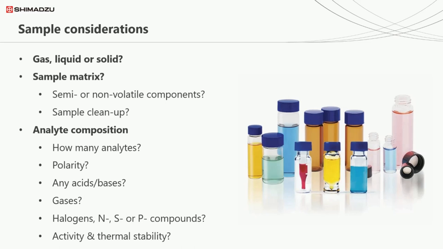What if we're working with a gas mixture? If so, which detector would be suitable for all the components? Are there any halogenated components or compounds with nitrogen, sulfur, or phosphorus that we could use in a selective detector? And are there any components thermally labile or particularly active that might need pretreatment or special consideration? As you can see, sample content throws up a number of questions, and you must consider all of these carefully. A suitable method can only be developed if we're using the right instrument with the right configuration.